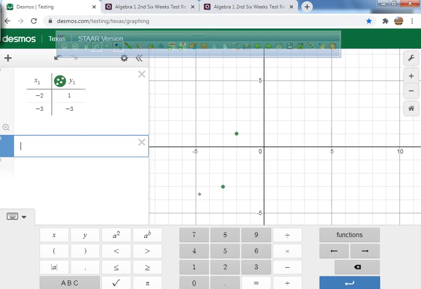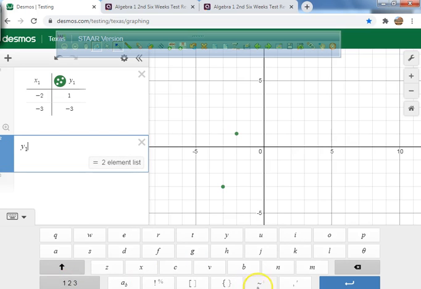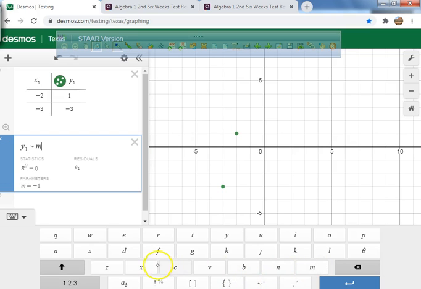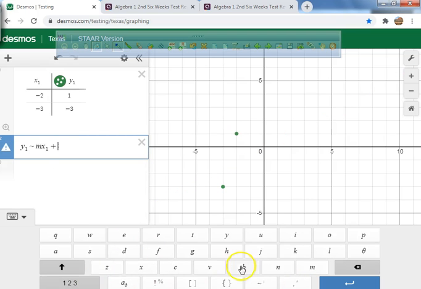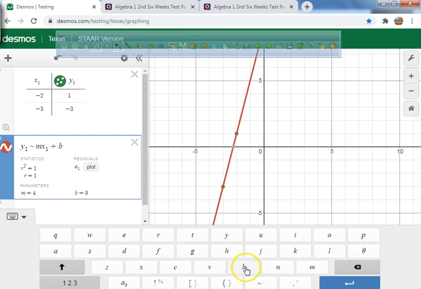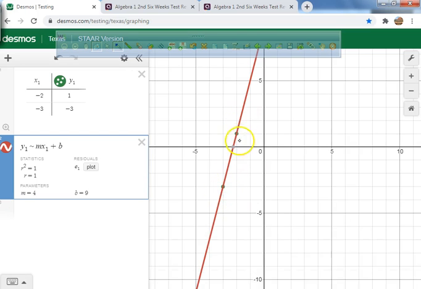Hey, boom, I heard it. Way to go, Johnny on the spot right there. y1 squiggly line, also known as a tilde, mx1 plus, what letter? Plus the letter b. Boom. What do you notice pops right up there on that screen? A line that passes through those 2 points.